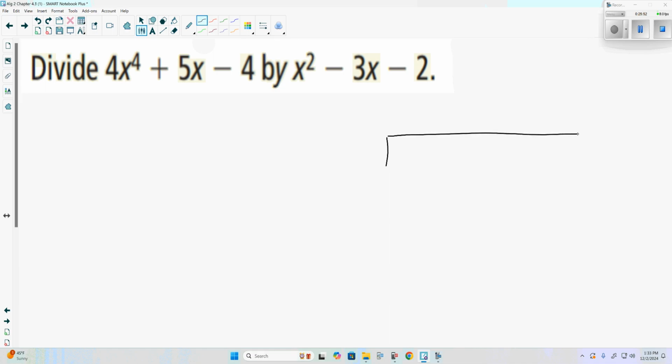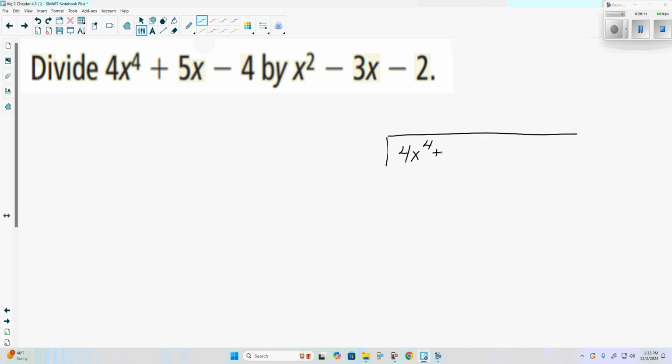Let's look at this one here. 4x to the fourth plus 5x minus 4 is being divided by x squared minus 3x minus 2. So inside our division symbol, we'd start off with 4x to the fourth. Our next one would be our cubic term.